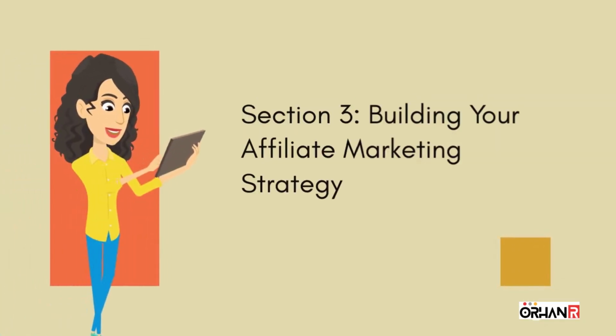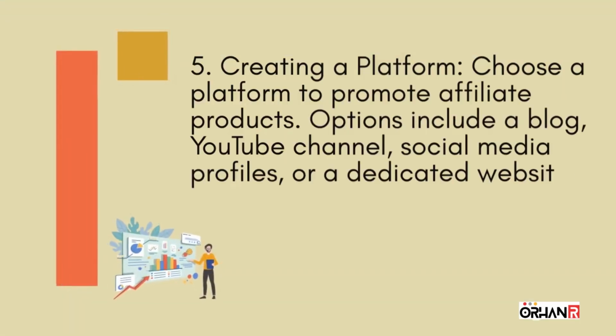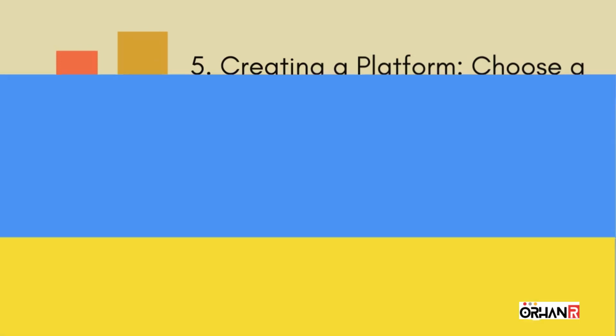Section 3. Building your affiliate marketing strategy. 5. Creating a platform. Choose a platform to promote affiliate products. Options include a blog, YouTube channel, social media profiles, or a dedicated website.